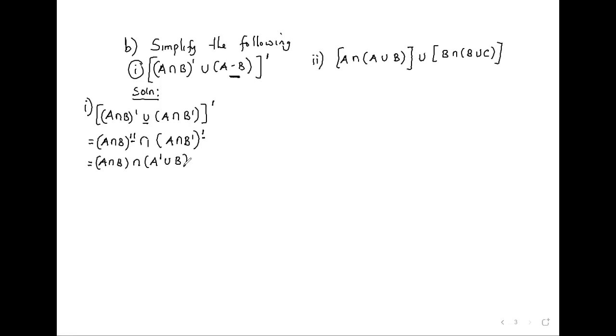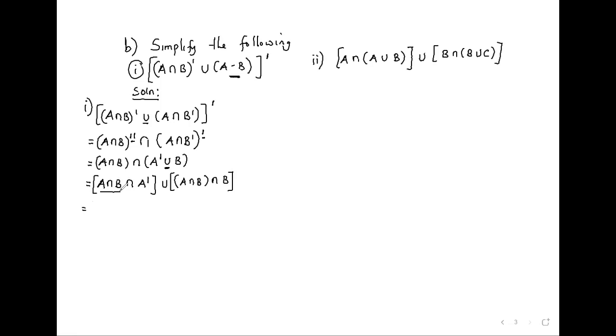You see? Then we distribute again. So we're distributing now: A intersection B intersection A complement, union, again, A intersection B intersection B. So here we have A intersection B.